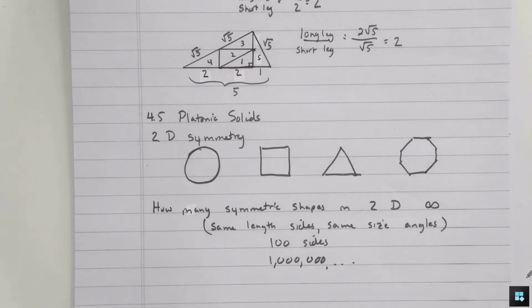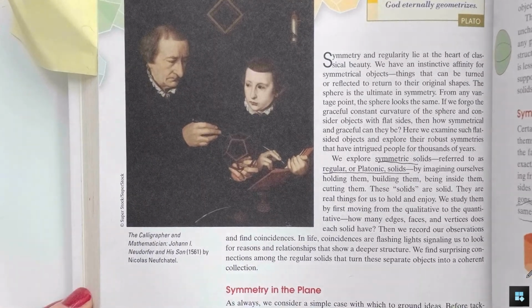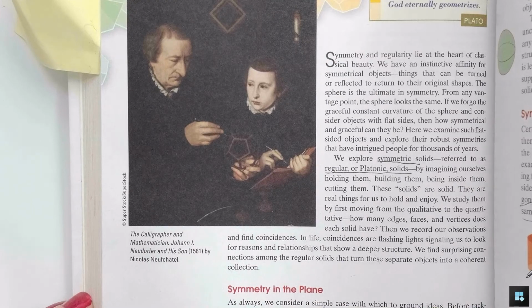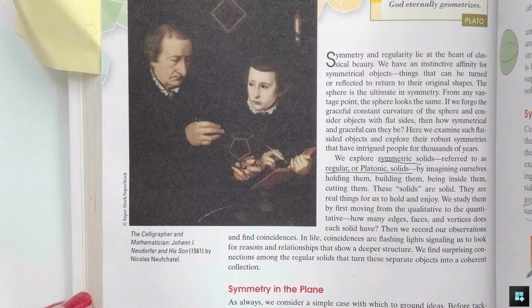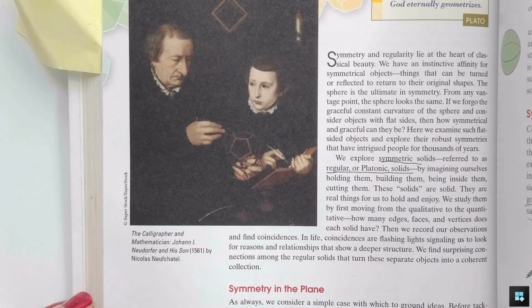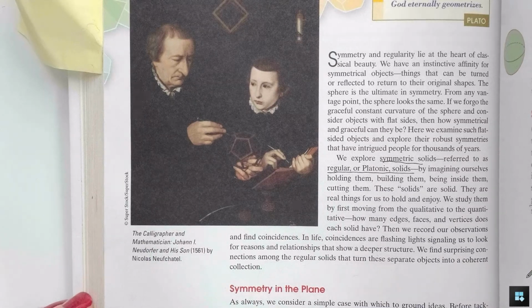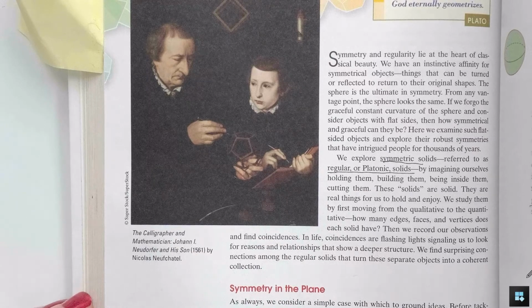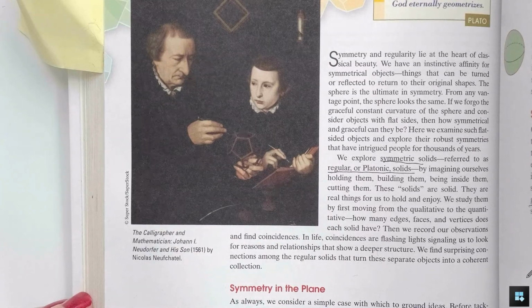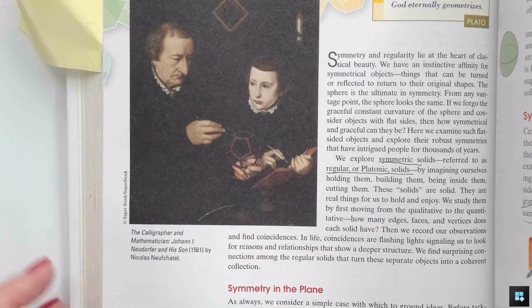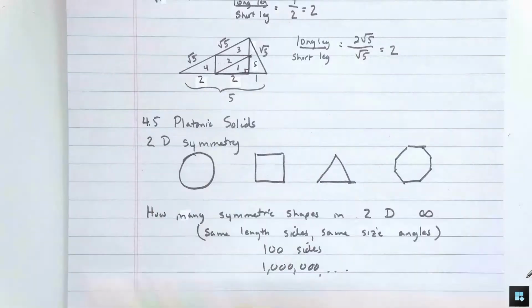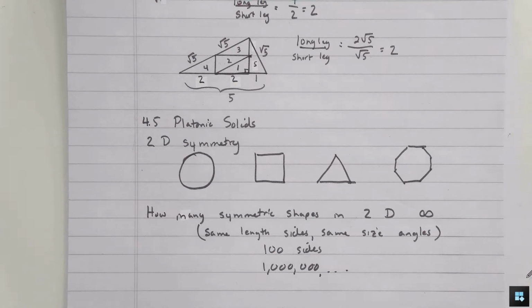When you look at your Platonic solids and when you were forming those for the class today, you became part of a long line of students studying the Platonic solids. So here you have a picture of the calligrapher and mathematician Johann I Neudorfer and his son, by Nicholas Neufchâtel in 1561. There they are studying the Platonic solids, and you've joined a long line of students who historically studied the Platonic solids because of their beautiful symmetry.